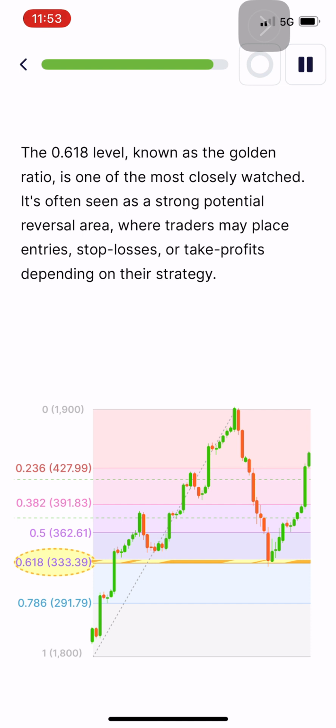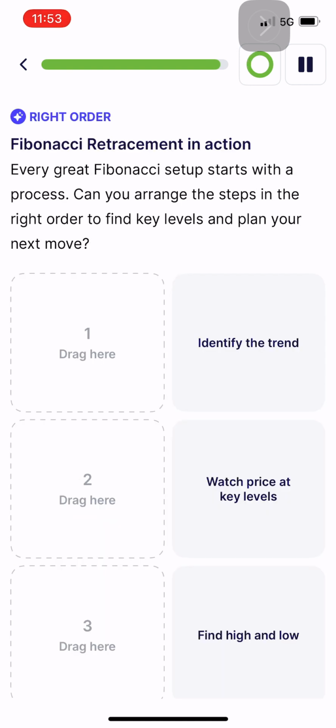The 0.618 level, known as the golden ratio, is one of the most closely watched. It's often seen as a strong potential reversal area where traders may place entries, stop losses, or take profits depending on their strategy. Quick task.